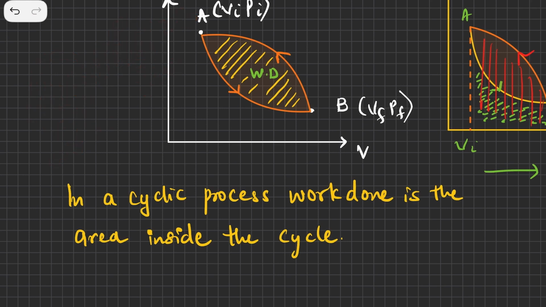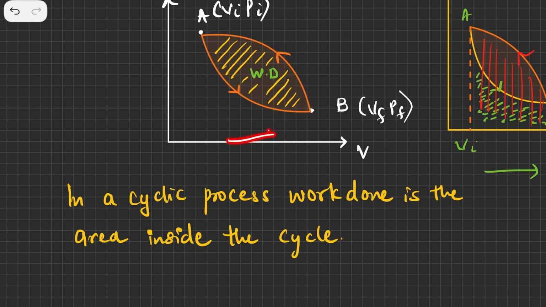It implies that if I am going from some initial state to final state, final volume minus initial volume will give me change in volume. But if I am going from this point to this point, that means my volume initially was large and finally it was less. So final minus initial will give me a negative number. So going on the reverse side, the work done would be negative. Going on the positive side, the work done would be positive.